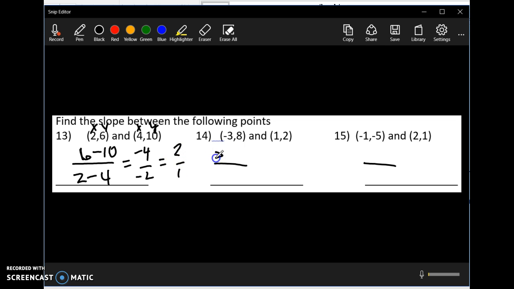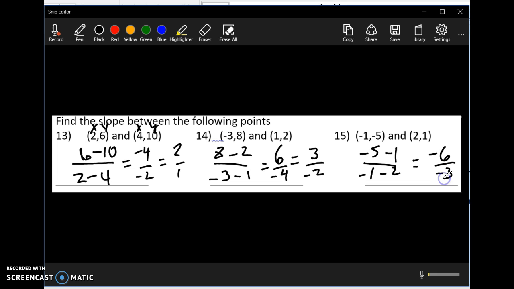This one again we do the same, so that'd be 8 minus 2 over negative 3 minus 1. That would give you 6 over negative 4, which again would be the same thing as 3 over negative 2. If we did this one, that'd be negative 5 minus 1 over negative 1 minus 2, or negative 6 over negative 3, which is the same as 2 over 1. So whatever you want to write for those.